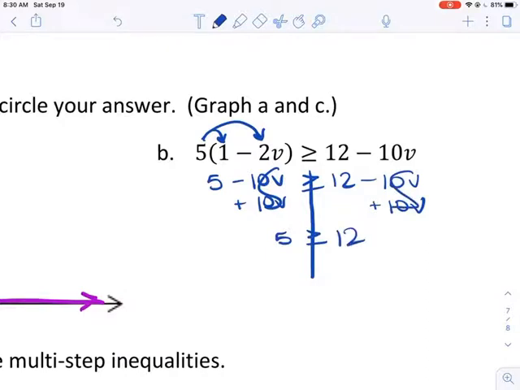So let's look at this statement. When is 5 greater than or equal to 12? Never. So this one would be your no solution. Just like equations, inequalities have times when any number will work or when no numbers will work. And you just need to read your equation at the end and say, when is that possible? Is 5 greater than or equal to 12? It's not. So this is no solution.